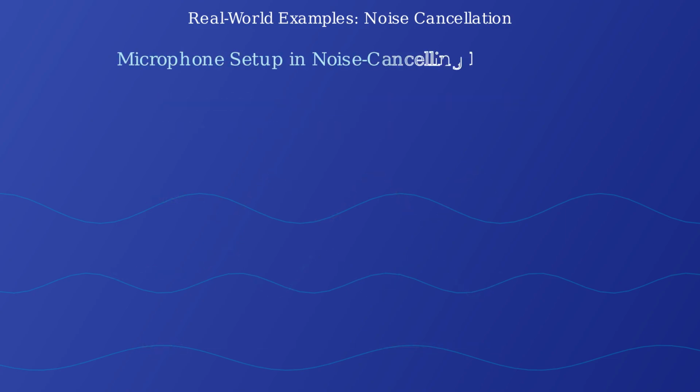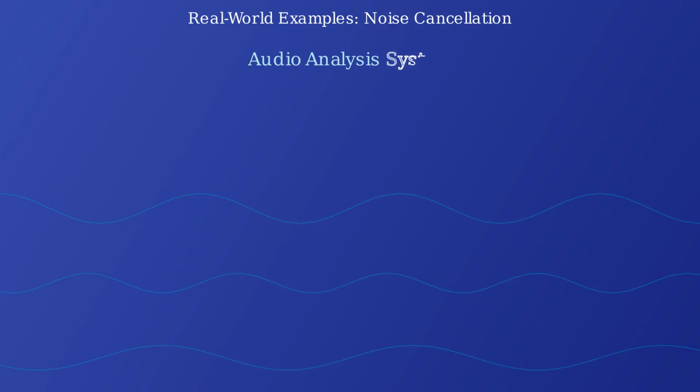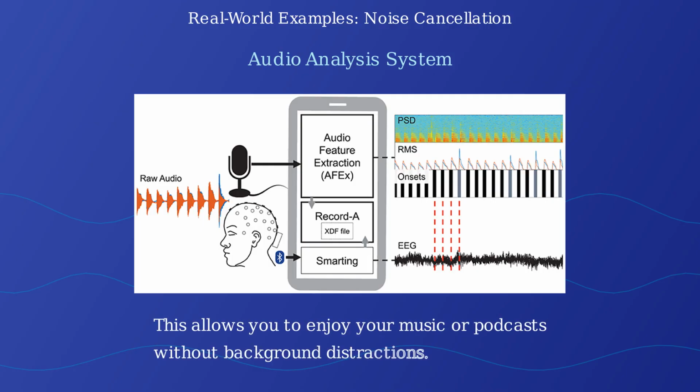To capture ambient noise, these headphones use small microphones mounted on the outside of each ear cup. The audio signals are then processed through a sophisticated analysis system that extracts frequency features using the Fourier transform. This entire process happens in real time, allowing you to enjoy your music or podcasts without distracting background noise.